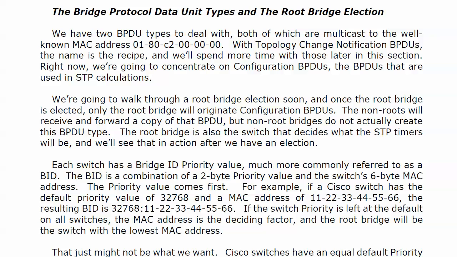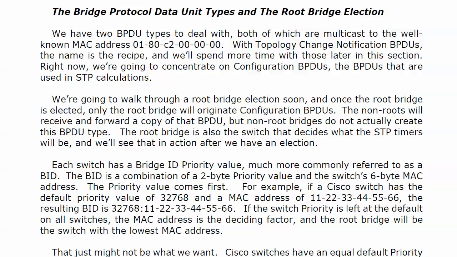Now, each one of our switches has a bridge ID priority value, which is much more commonly referred to simply as a BID. The BID is a combination of a 2-byte priority value and the switch's 6-byte MAC address. The priority value comes first in the BID. So for example, if a Cisco switch has a default priority of 32768 and a MAC address of 112233445566, the resulting BID would be 32768 : and then the MAC address after that.